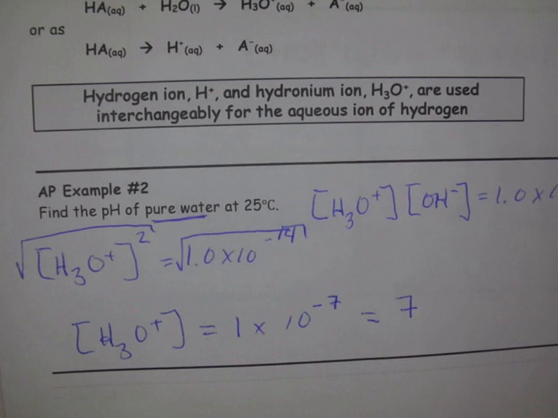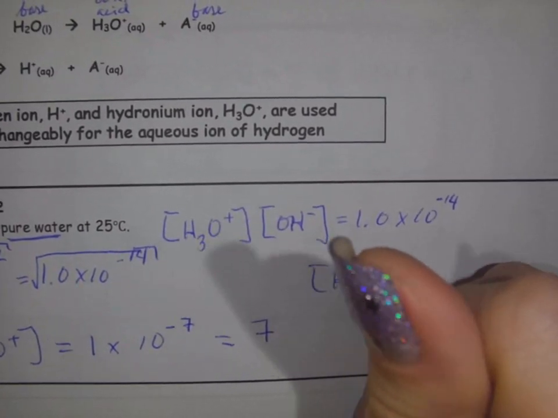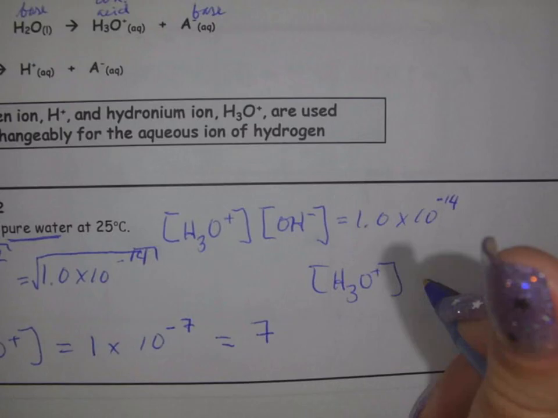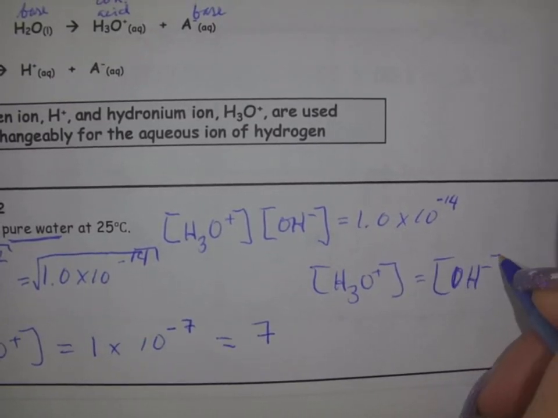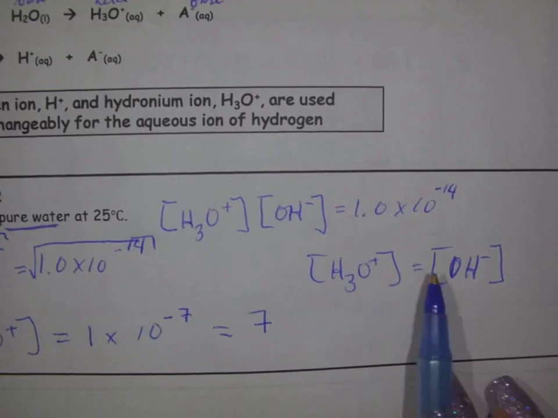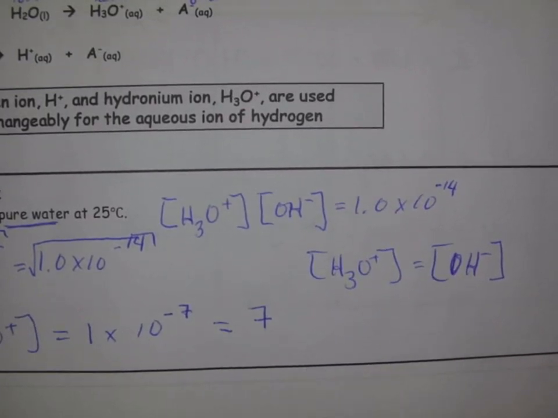Now this makes sense though, let's think about it. Because it's water. Water has a pH of 7, it's neutral. And the reason why it's neutral, people, is because the concentration of hydronium is equal to the concentration of hydroxide. The acid part and the base part are equal to each other. That's what makes it neutral.